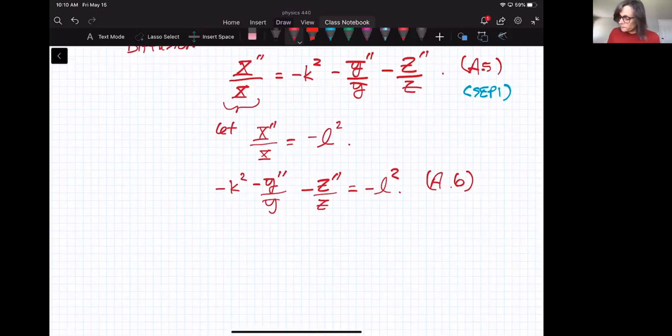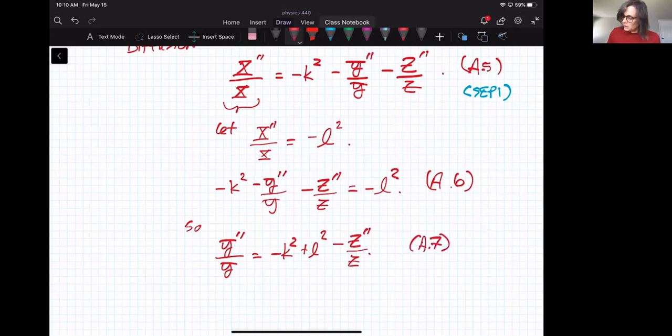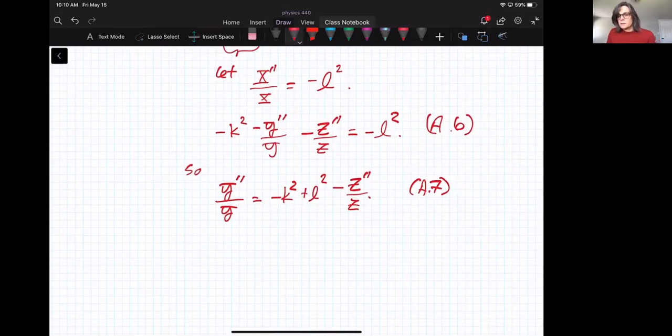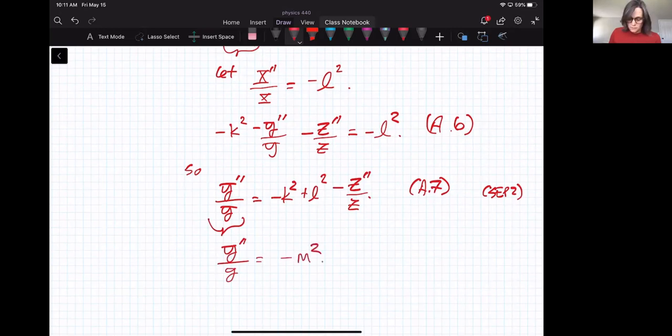And so we now have an expression for Y. Y double prime over Y is equal to minus k squared plus L squared minus Z double prime over Z. 8.7. And again, everything on the right is a constant as far as everything on the left. So this is our second step of separation. We'll let Y double prime over Y be equal to another constant, minus m squared.